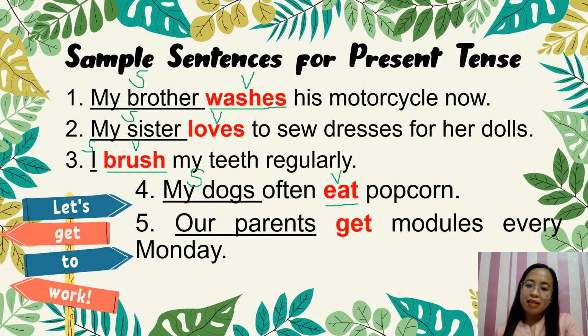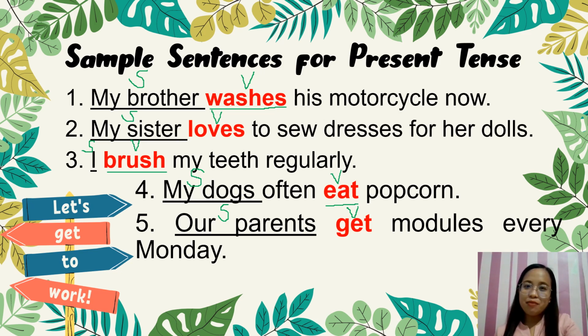Number 5, our parents get modules every Monday. Okay, what is the subject here? Subject is our parents. How about the verb? The verb is get. Okay, so that is the sentence in the present tense. So let's have our parents. It is in plural. Okay, parents. So therefore, the verb should have no S. Okay, so it should be in base form only. Okay, do you understand the present tense?